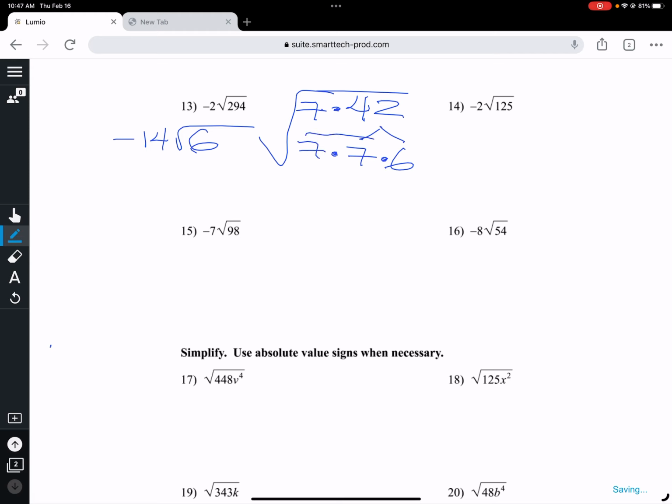So look, we have 2 7s. What do they break down? That's a perfect square. This is 49. So I can remove that as a 7. We already have in our playground the -2 from this part right here. What does 6 break down into? 2 and 3. Are either of those perfect squares? So what's going to stay underneath? 6. So -2 times 7 is -14, rad 6.